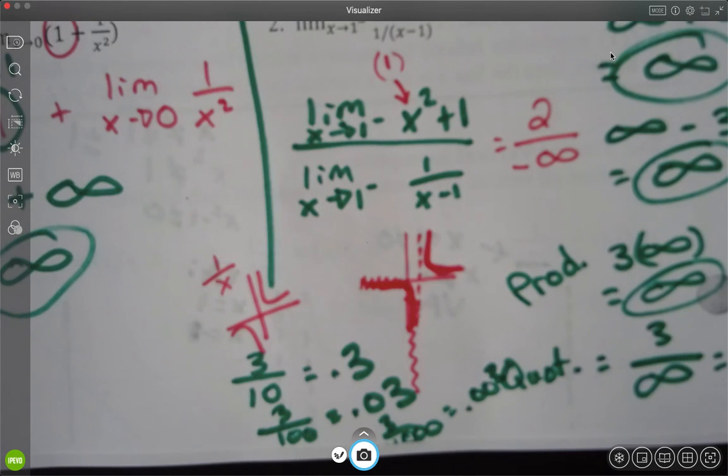Hey, what? No, it's not. You said No, I said infinity divided by a different number. No, he said infinity on the top. Okay? So what does this do? What is 2 divided by negative infinity?